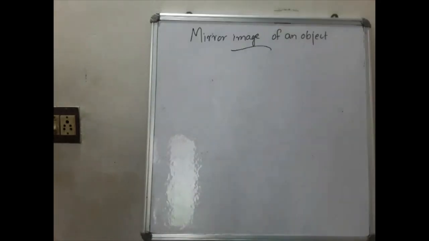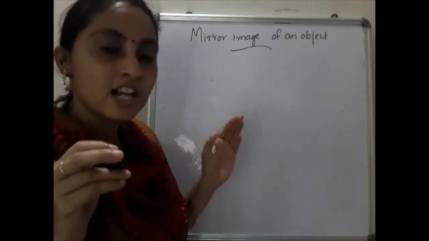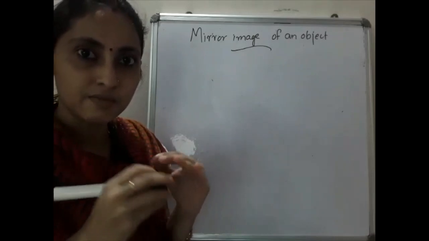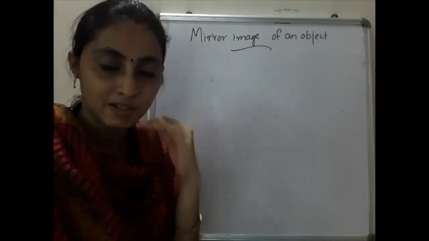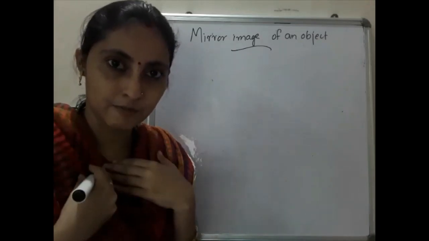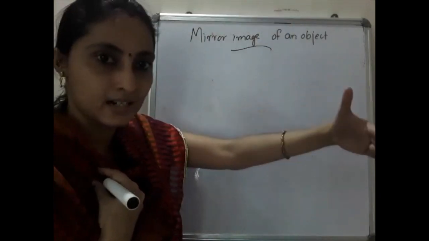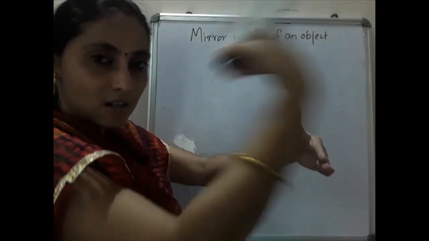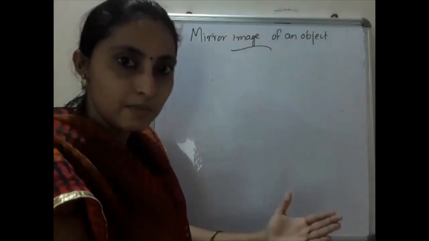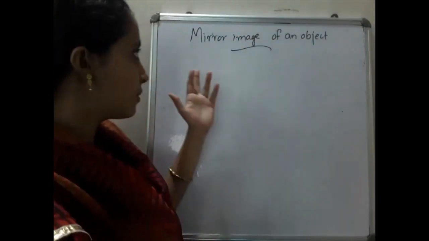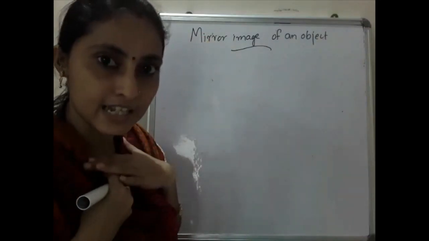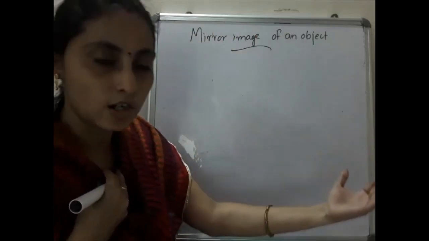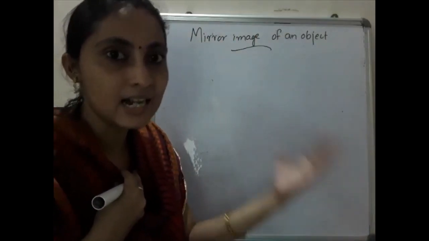Yes, the next point is the mirror image of an object. You already know this, when we are facing the mirror, the object is me itself. I am facing the mirror, the mirror is here. What we see on the mirror is the image. Hope you are clear on what a mirror image is. What is the mirror image of an object? We ourselves are the object, and what we see on the mirror is the image.